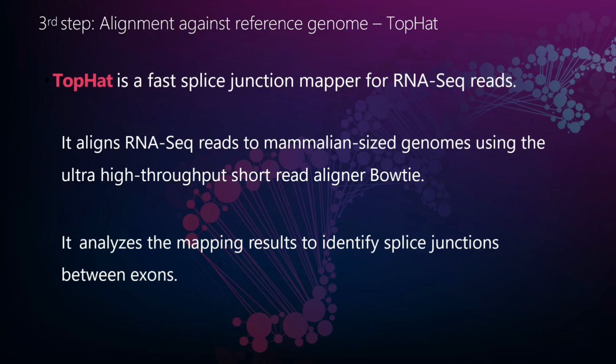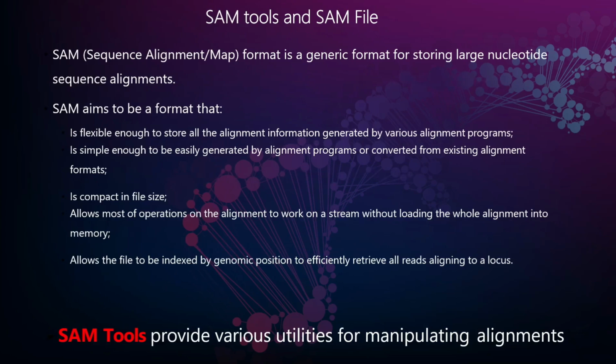Usually TopHat is used to align the mammalian-sized genome using the high throughput short read aligner Bowtie. So it's built on Bowtie, but it works on RNA-Seq reads. It analyzes the mapping result to identify the splice junction between the exons. I hope you understand that.